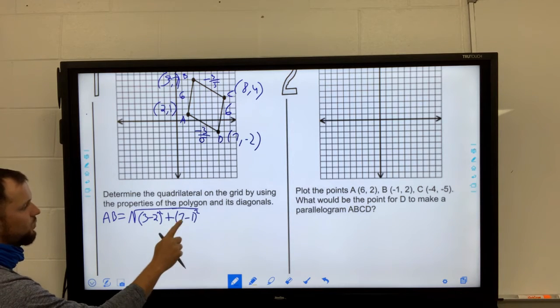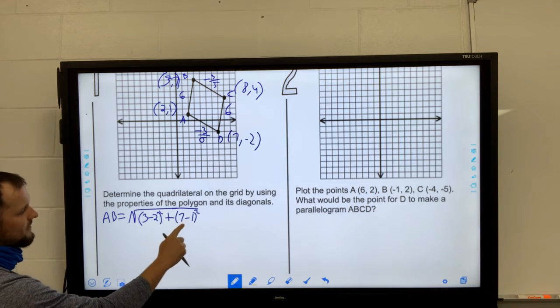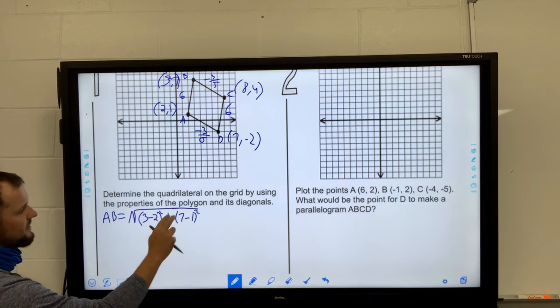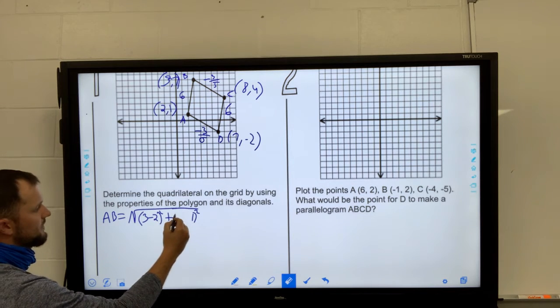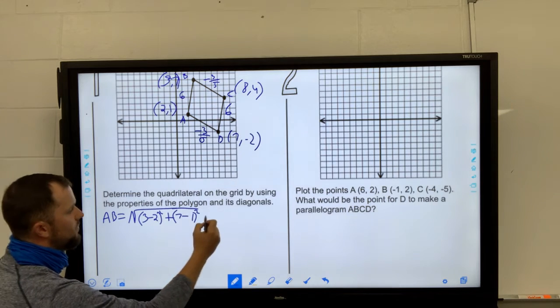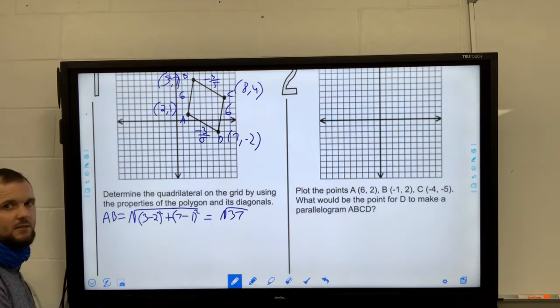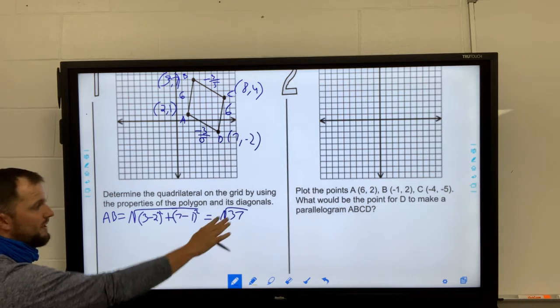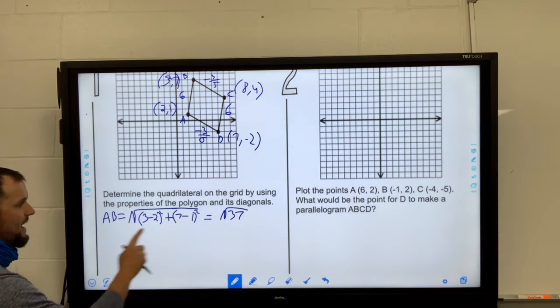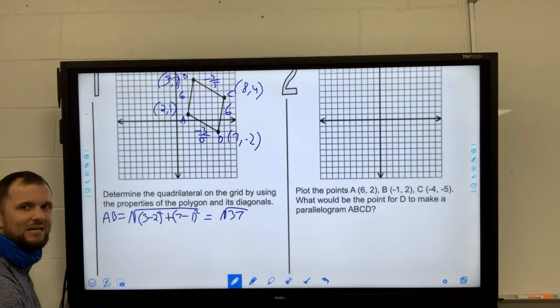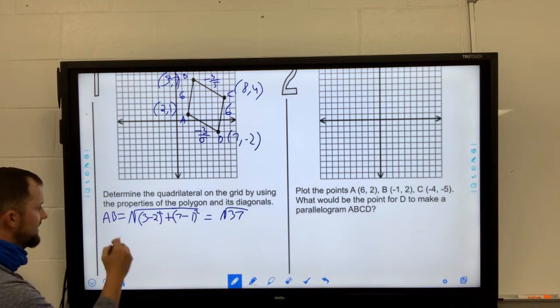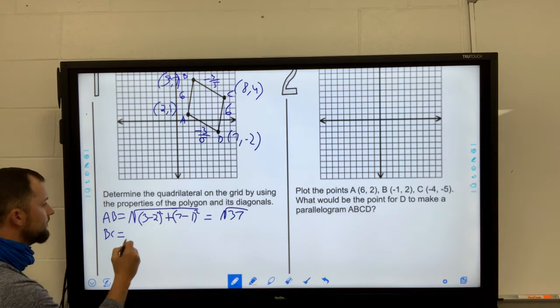So 3 minus 2 is 1, 7 minus 1 is 6, 1 times 1 is 1, and 6 times 6 is 36. So 36 plus 1 is going to give you the square root of 37, because 37 isn't a perfect square. So I'm going to leave it in radical form. Okay, so that right there, ladies and gentlemen, is the distance of A to B. So let's look at the distance from B to C.